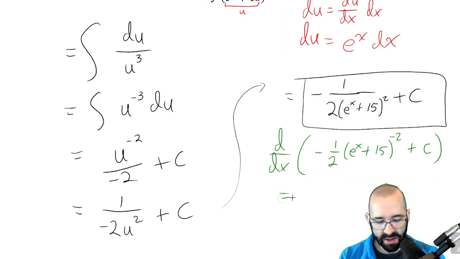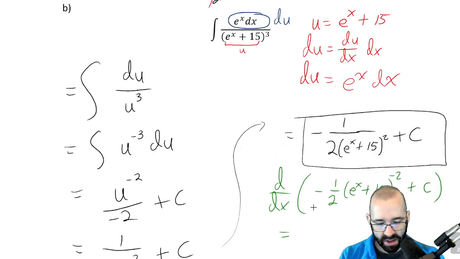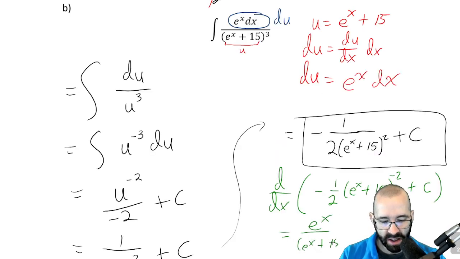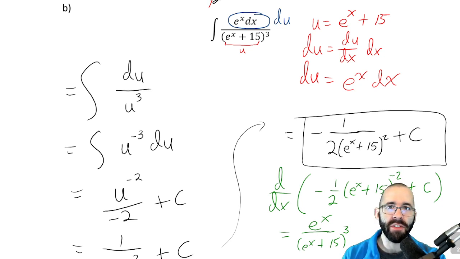So again, you could follow these steps, and you could get our original integrand of e to the x over e to the x plus 15 cubed. Don't want to take my word for it? Why don't you derivify it yourself? Differentiate is the actual word, but I sometimes like making up words.